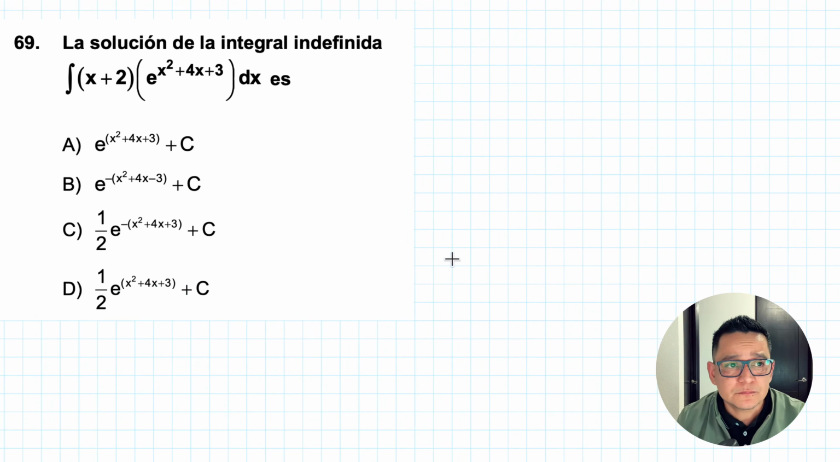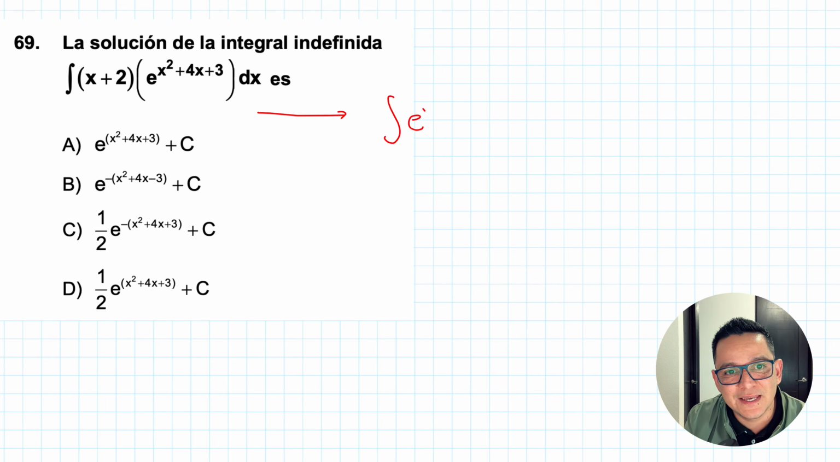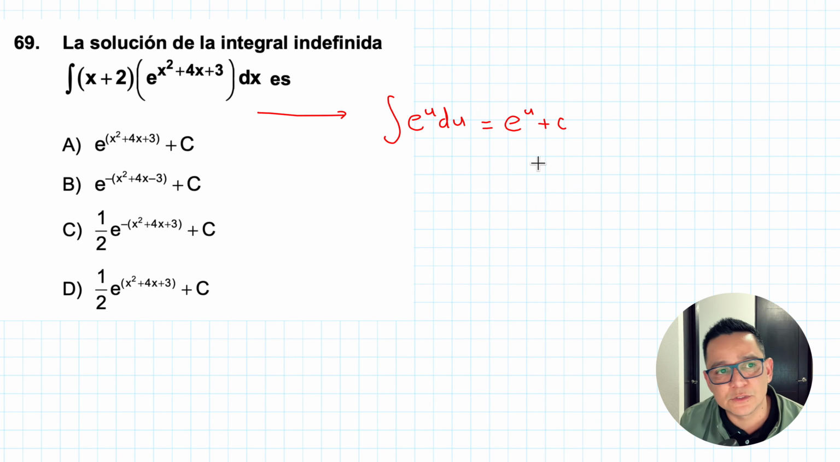It's asking us to solve this indefinite integral again. I won't write the formula again, but remember, the integral of e to the u du is that one. I hadn't written it for you. Sorry, I'll write it now. The integral of e to the u du is equal to e to the u plus c. That's the formula we'll use.